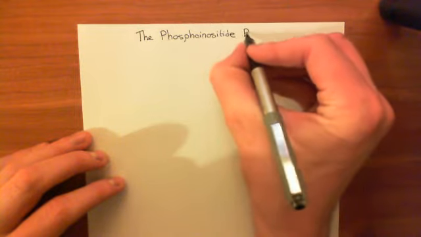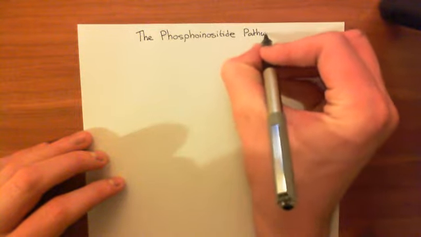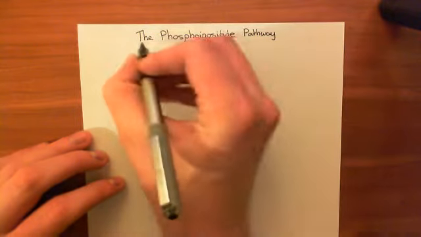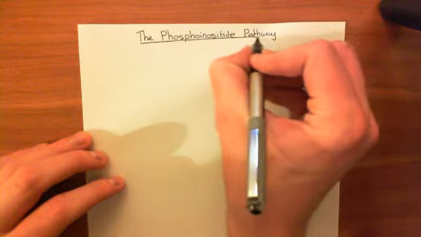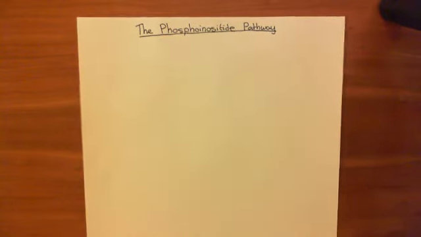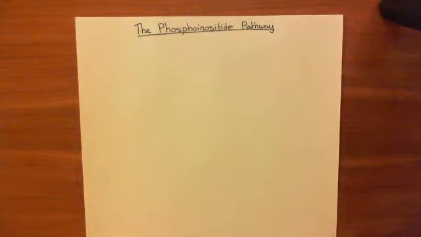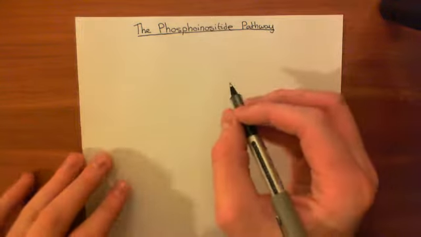So the phosphoinositide pathway. Now, we're not going to look at the IP3 receptor in a huge amount of detail in this video. We're going to save that for the next video. So this video will be the pathway that leads to the IP3 receptor, and then we'll study the IP3 receptor in its own right in a separate video. Right, okay, so let's begin then.